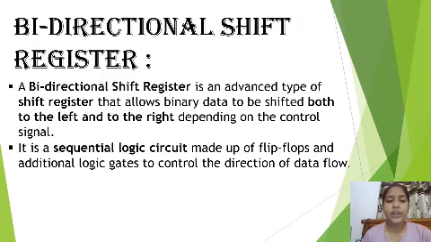Bidirectional shift register. A bidirectional shift register is an advanced type of shift register that allows binary data to shift both to the left and to the right depending on the control signal. It is a sequential logic circuit made up of flip-flops and additional logic gates to control the direction of the data flow.